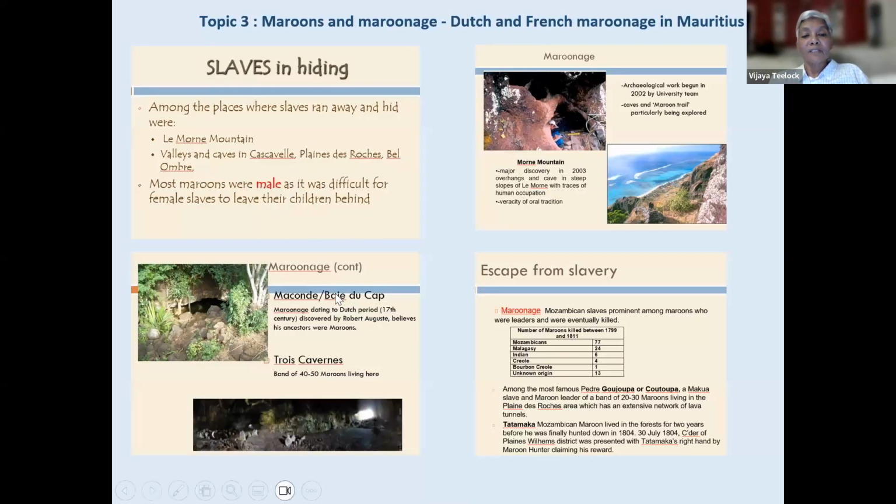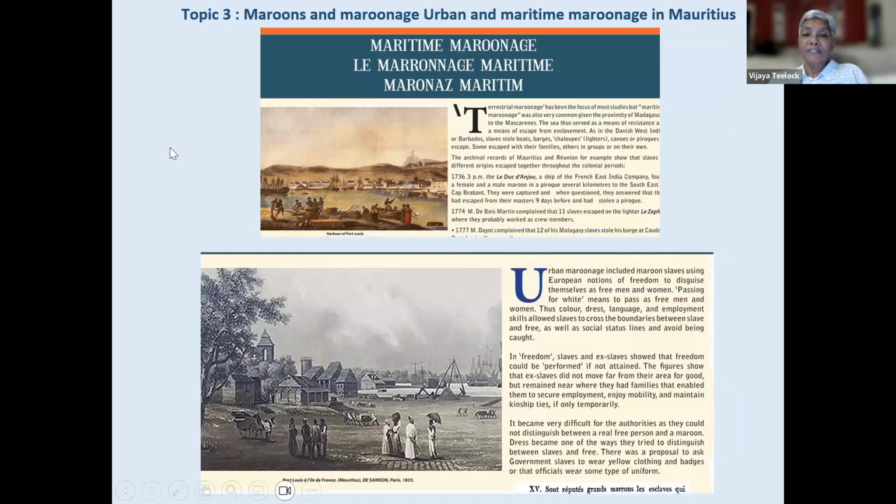Apart from caves and mountains, we also found, sorry, the next slide, several other types of marronage. These are what you'd call maritime marronage. So this picture you see here is the town of Port Louis in the 18th century. And it is this harbor, the Trou-Fanfaron, which had, of course, many boats moored there. And some slaves, we don't know exactly how many, used to come and steal the boats at night and then try and go away with them.